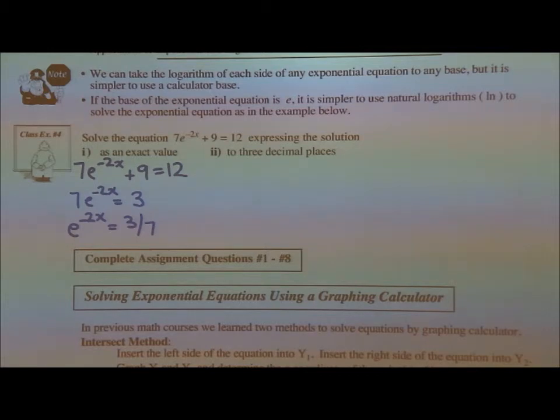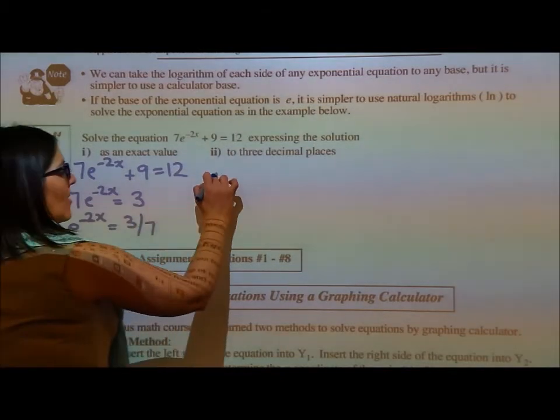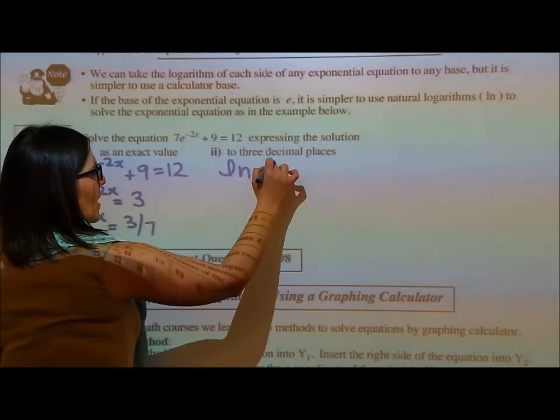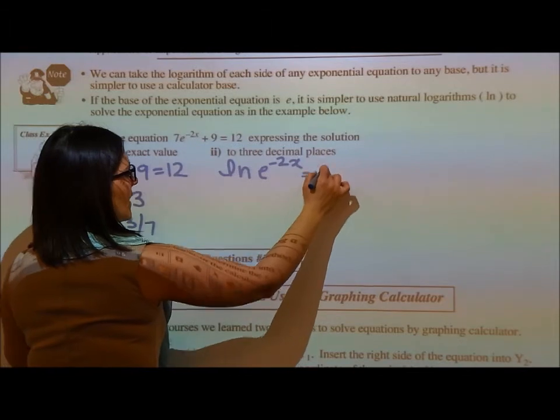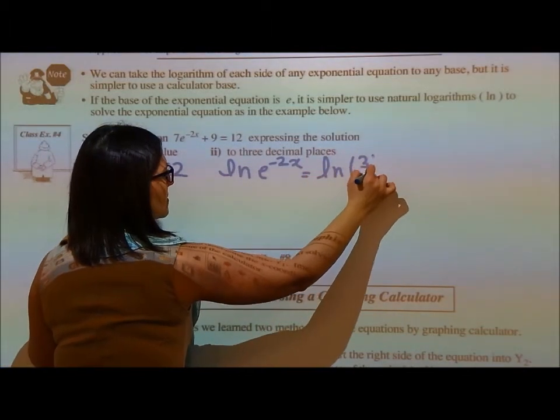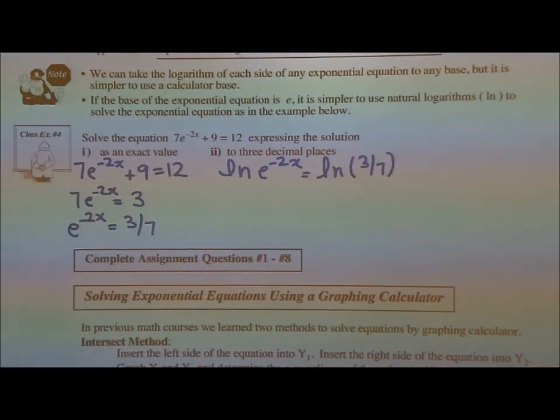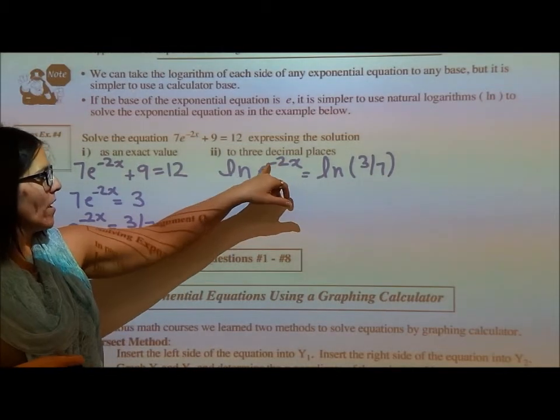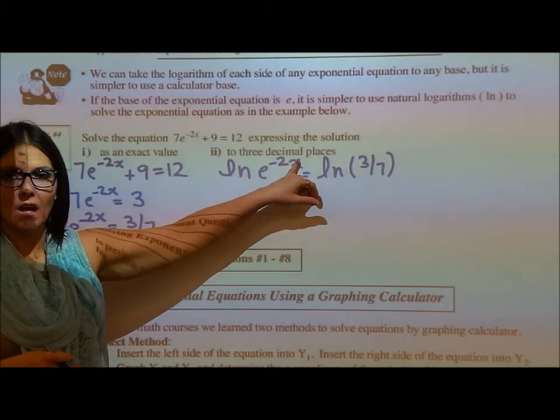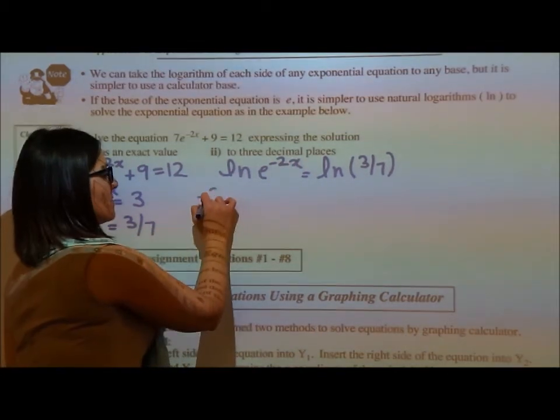Now at this point, because I'm dealing with e, I'm going to take the natural log of each side. So I'm going to have natural log of e to the power of negative 2x equals the natural log of 3/7. All of the logarithm laws work for the natural log laws. So if I have an exponent, I can bring it out in front.